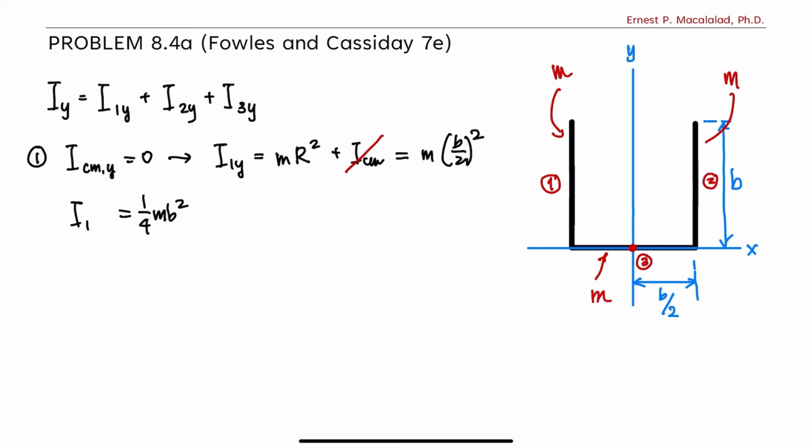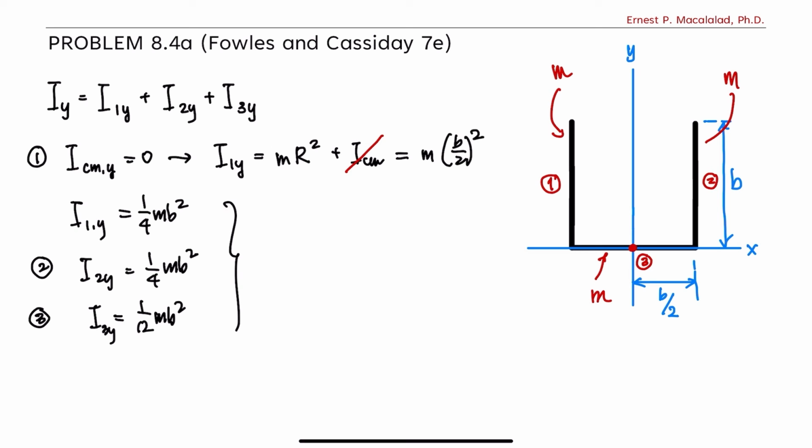So this is I1y. For the second one, you can see that it's the same case as number 1. Therefore, I2y would be equal to 1/4 mb squared as well. Now, from our previous videos, we know that the moment of inertia of a thin rod rotated about the axis passing through its center perpendicular to it is given by I equals 1/12 mb squared. So this is I3y. Adding these three, we now have 7/12 mb squared. This is the moment of inertia we are looking for.